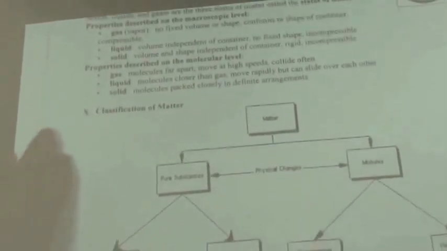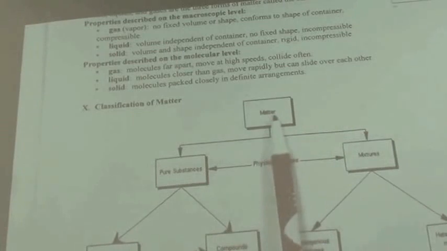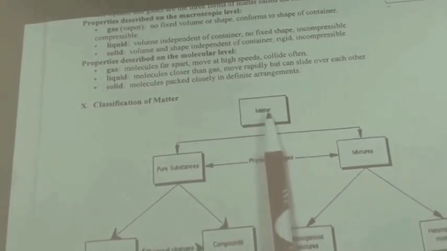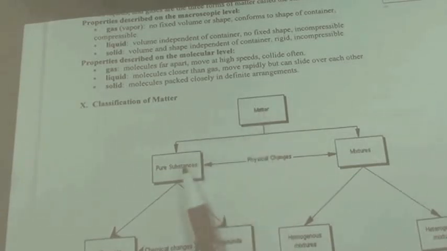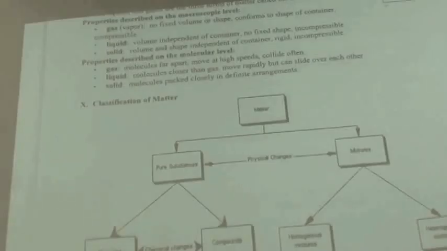Here we go, the classification of matter. Matter, remember, is anything that has mass and takes up space. It can be divided into pure substances. Pure substances are made up of elements and compounds, or mixtures. Homogeneous mixtures, which you know as a solution, or heterogeneous mixtures, which are the other type of mixtures.